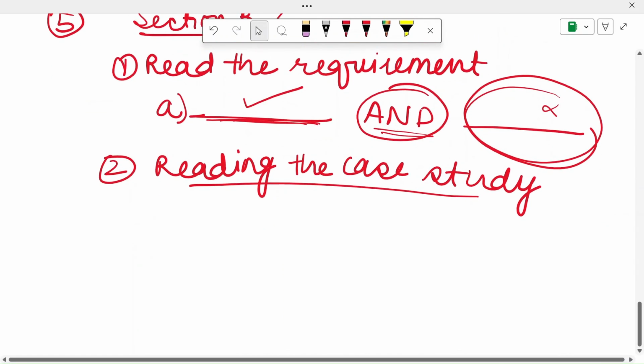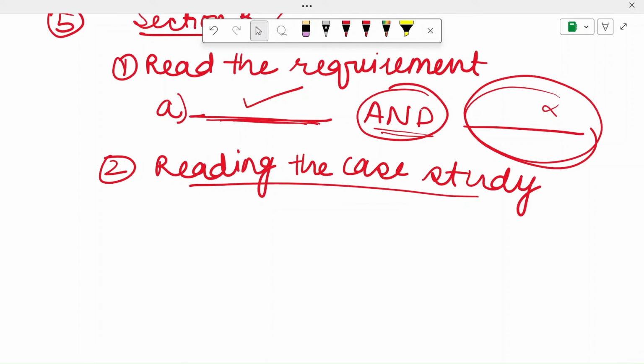Now, this is all I wanted to tell you about the mistakes and what are the strategies that you can use to attempt PM exam in a better manner.